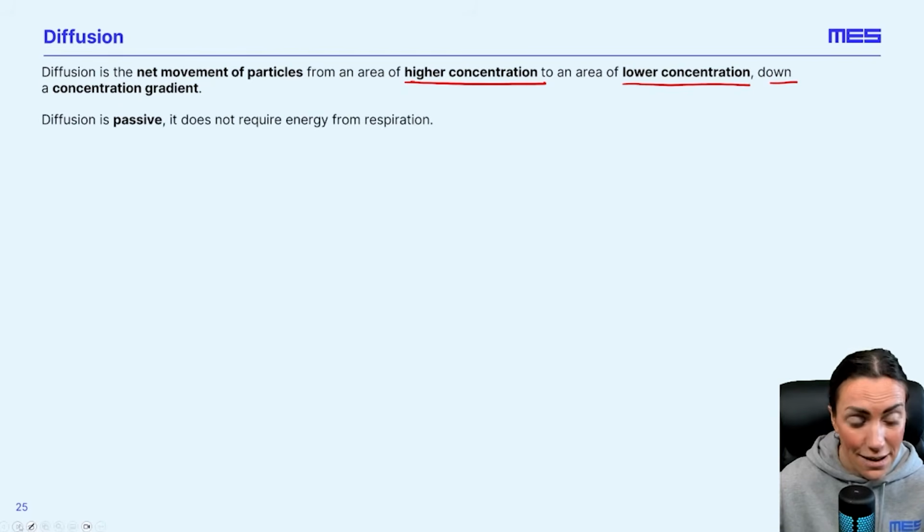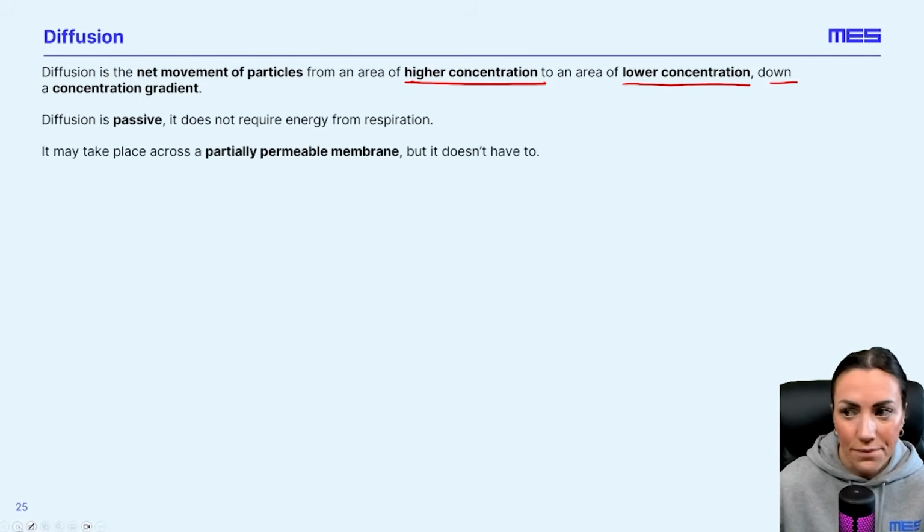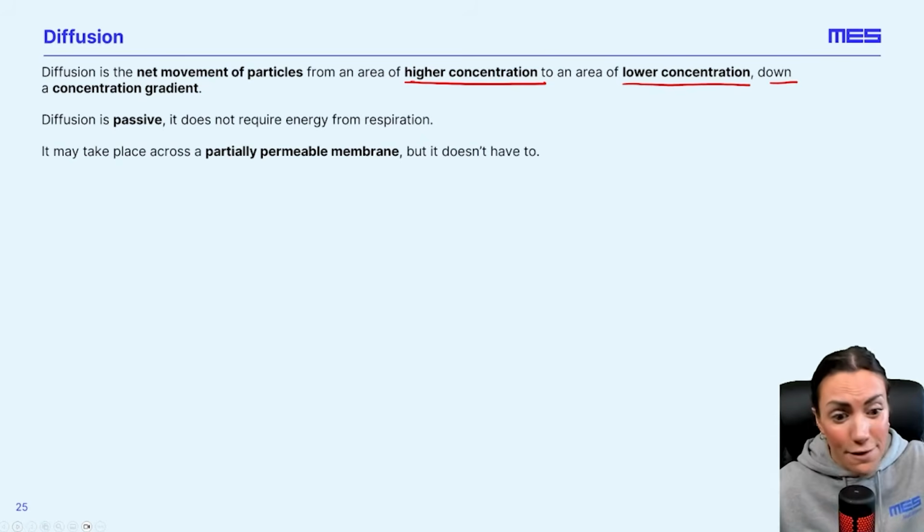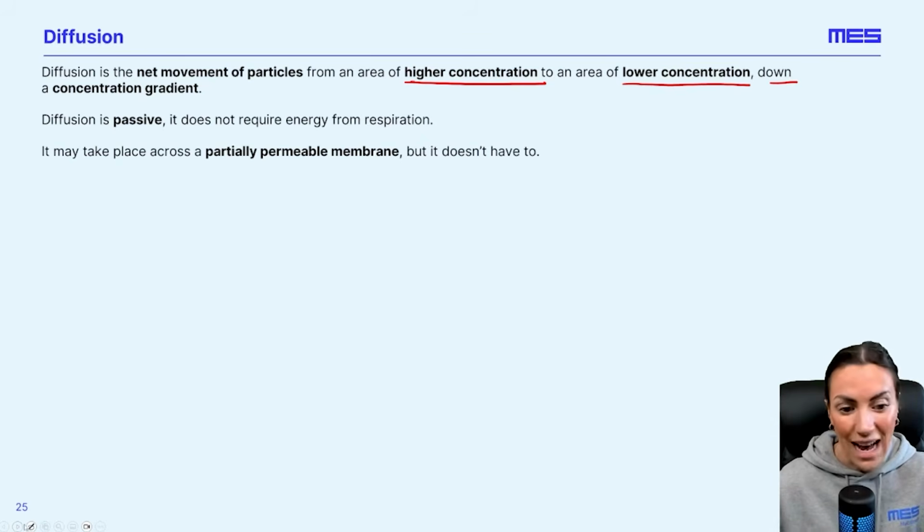It is passive, so diffusion does not require energy from respiration. It may take place across a partially permeable membrane, but it doesn't have to. So if I spray some air freshener, the air freshener particles will diffuse from the region of higher concentration where I've just sprayed them across the room to a region of lower concentration. That's diffusion, and that does not involve a partially permeable cell membrane, so you don't have to have one.